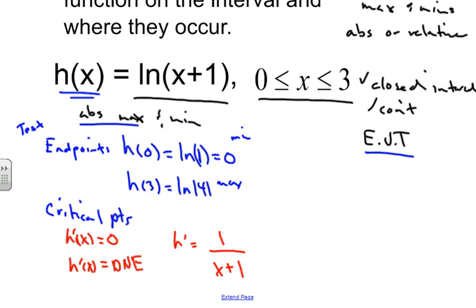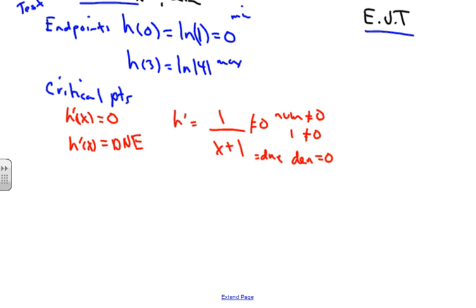Now looking at this, we're going to identify where it equals 0. Well, this never equals 0, because we look at the numerator, and 1 never equals 0. And now to find where it does not exist, we look at the denominator, when the denominator equals 0. In this case, we have x plus 1 equals 0, and x equals negative 1.